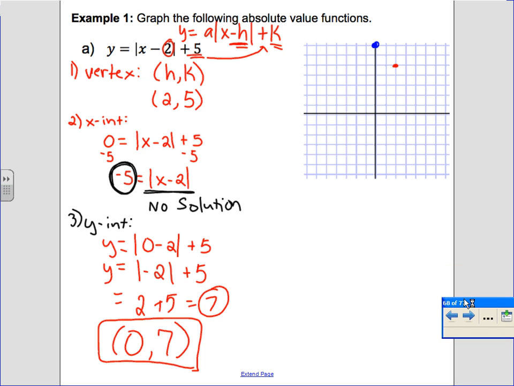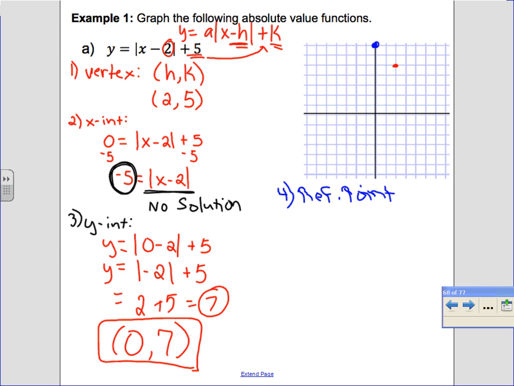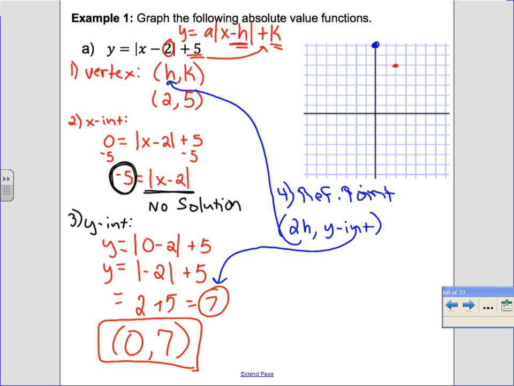The next thing I want to do is our reflection point, and then we'll come back to the slope. My smart board's a little weird here. To find the reflection point, it's always (2h, the y-intercept). In other words, 2 times the h of the vertex, comma, whatever the y-intercept was. So 2 times h is 4, because 2 times 2 is 4. The y-intercept is 7. So (4, 7) is the reflection point.